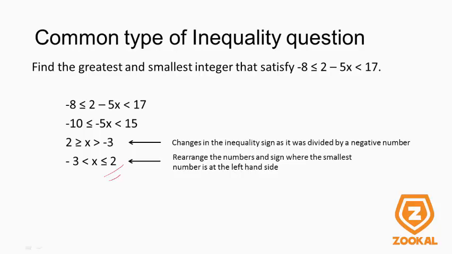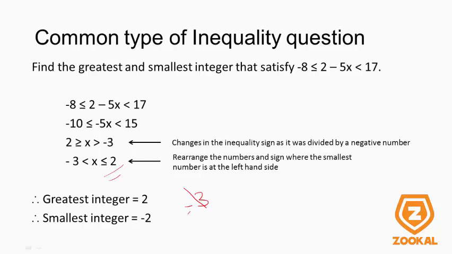After we get this, we need to find the greatest and smallest integer. Looking at this question, what will be the greatest? Since x is less than or equals to 2, that will give us the greatest integer of 2. And what will be the smallest integer? Since negative 3 is less than x, we will have the smallest integer as negative 2. Why not negative 3? Because negative 3 is not inclusive in this inequality. Hence, the next smallest number will be negative 2. I hope you get your answer.